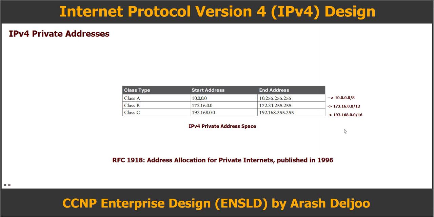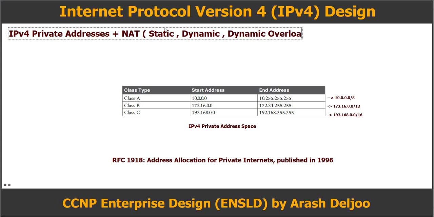For communication with outside of our company, we need the next feature, NAT, or network address translation, with some versions, for example, types of NAT. You know that we have static NAT, we have dynamic NAT, and also we have dynamic overload. We call it PAT, dynamic overload NAT, or port address translation.